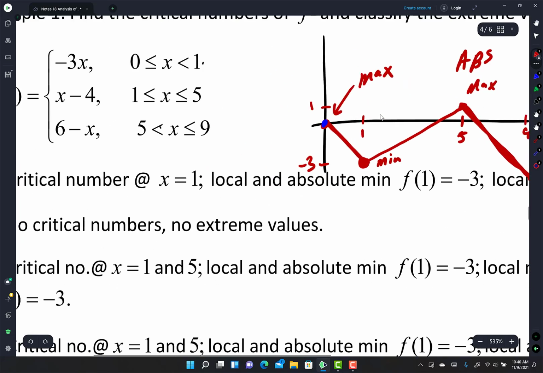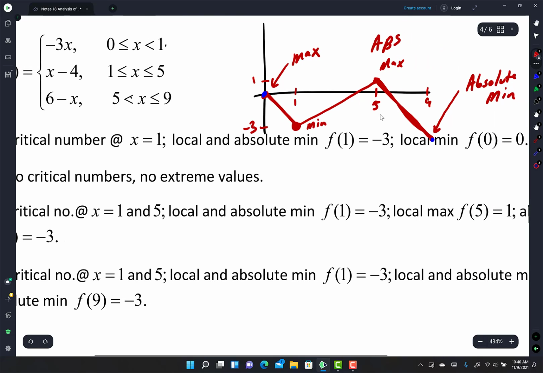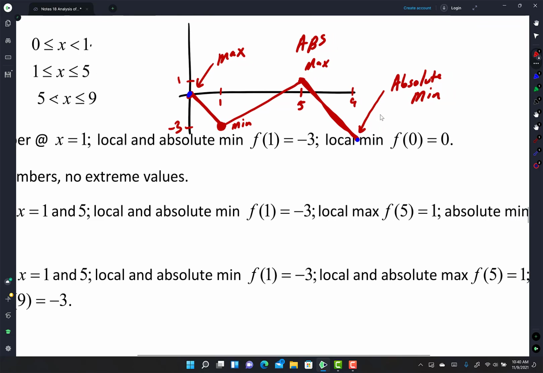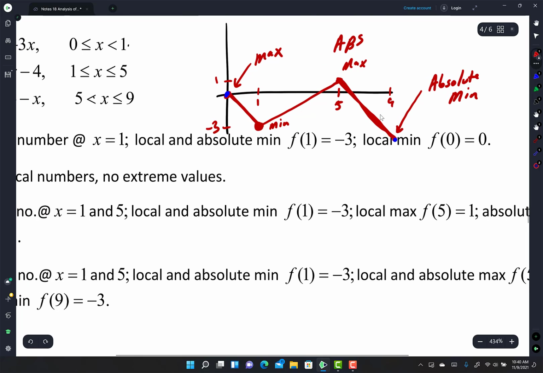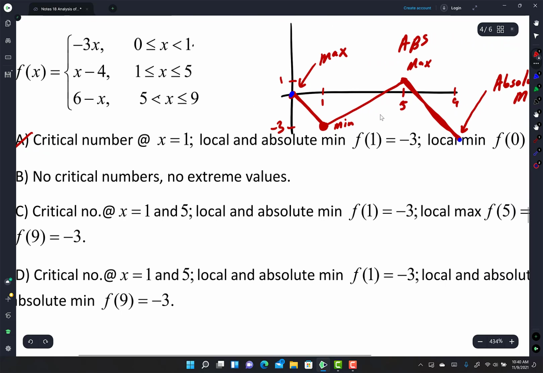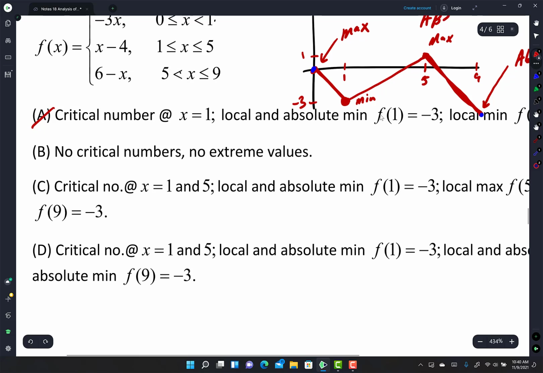All right, so let's see what it says, guys. Letter A, critical number at x equals 1. Local and absolute min at f of 1 equals -3. Local min at f of 0 equals 0. Okay, we just said that f of 1 was not an absolute because it's not the smallest y value. So letter A is out. We have a smaller y value. 6 minus 9 is negative 4. Letter B, no critical numbers, no extreme values. Take that one out. That's just ridiculous.